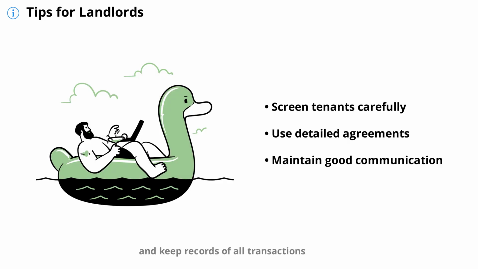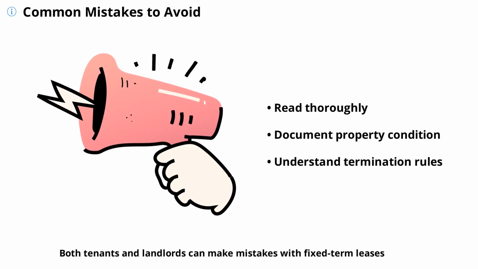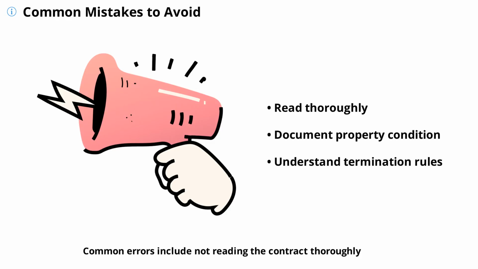Respond promptly to maintenance requests, and keep records of all transactions. A good relationship with your tenant can make the lease term smoother for everyone. Both tenants and landlords can make mistakes with fixed-term leases. Common errors include not reading the contract thoroughly, failing to document property condition, or misunderstanding the rules about early termination. Avoid these pitfalls by staying informed and organized throughout the lease process.